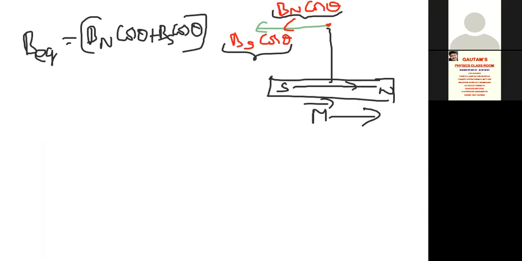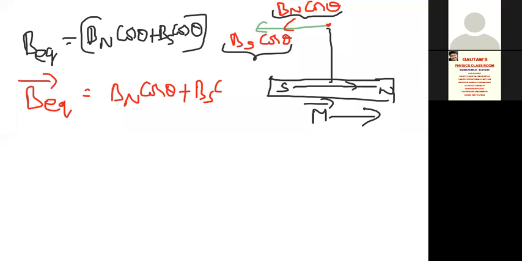But I want a vector form. So B equatorial bar is equal to Bn cos theta plus Bs cos theta. In which direction are they? Opposite to M bar. Opposite to M bar means minus M cap, where M cap is the positive magnetic moment unit vector.